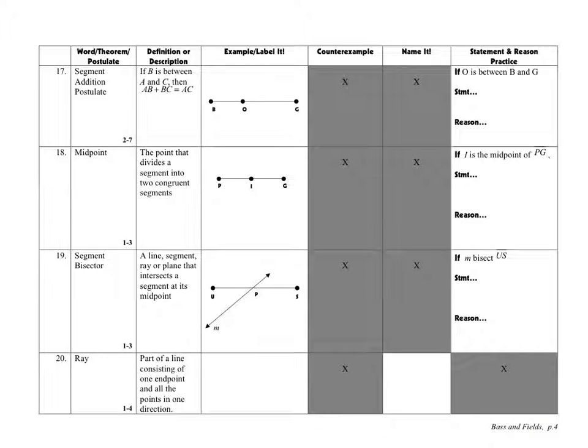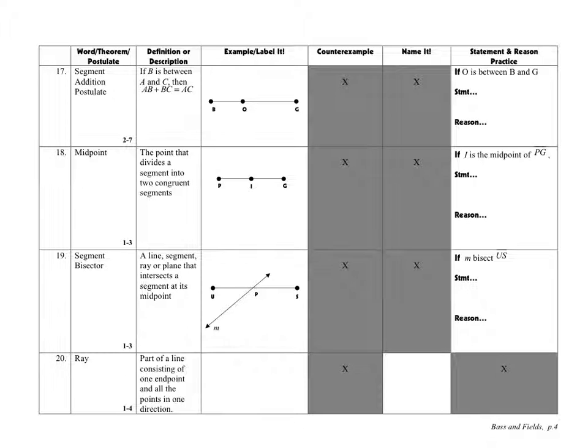Now, the way we can apply that is using the segment addition postulate. The segment addition postulate is a pretty easy concept, and it simply means that if I have a point on a line, I can add the two smaller segments together and get the length of the total segment. So we can look at this in terms of a simple little example.